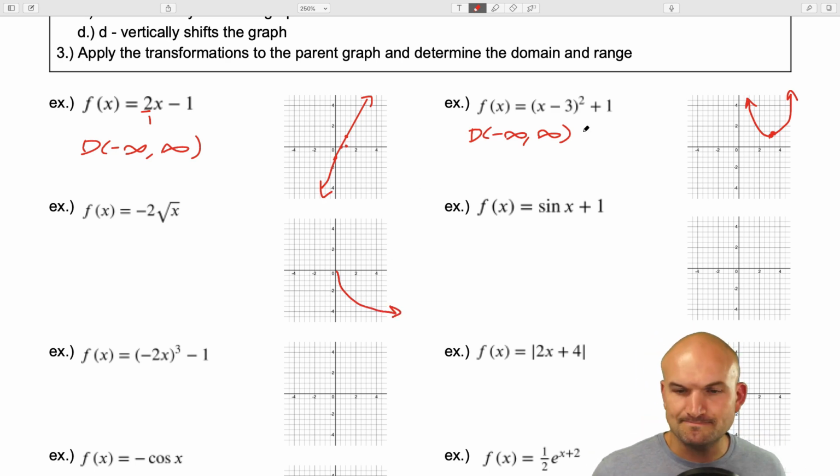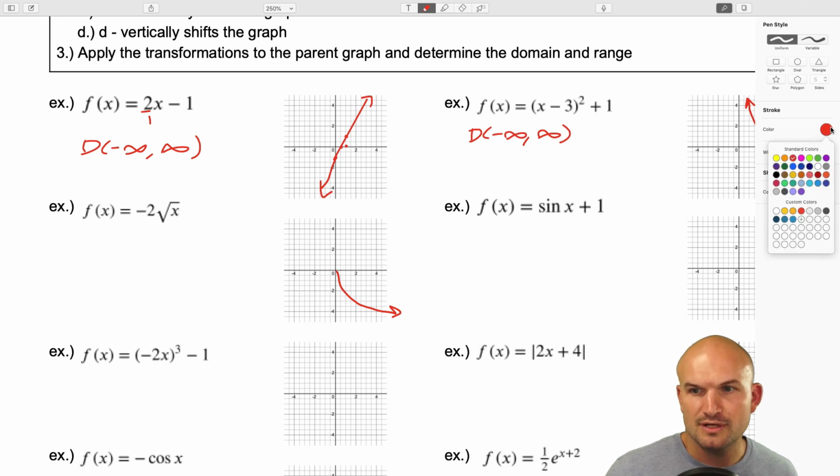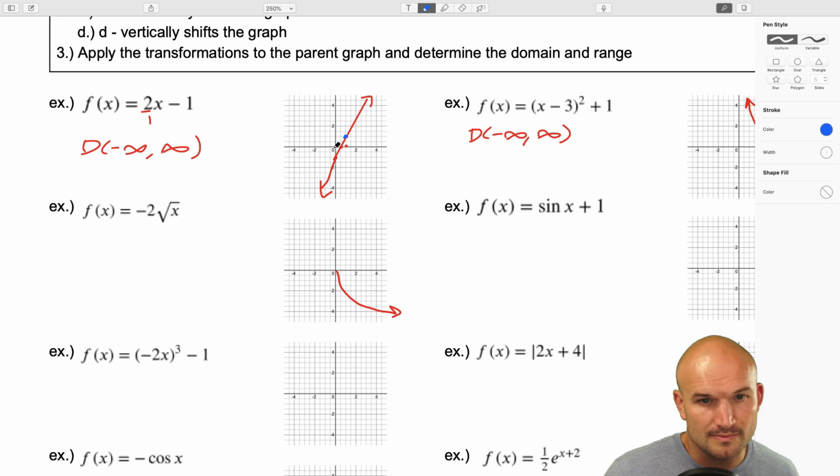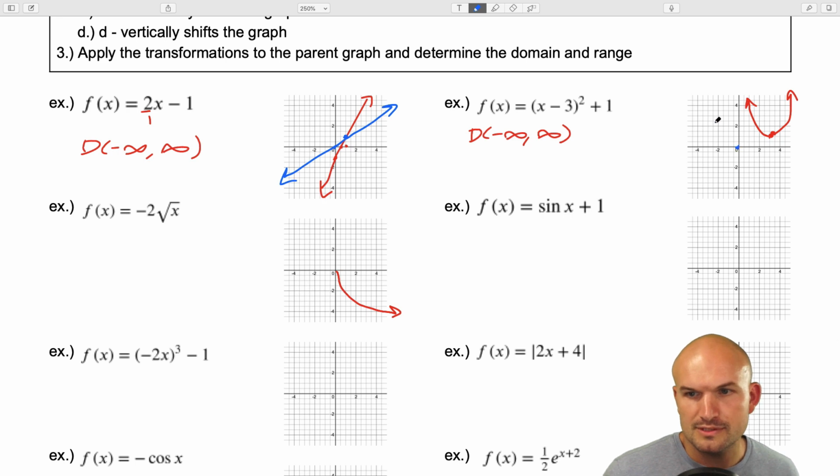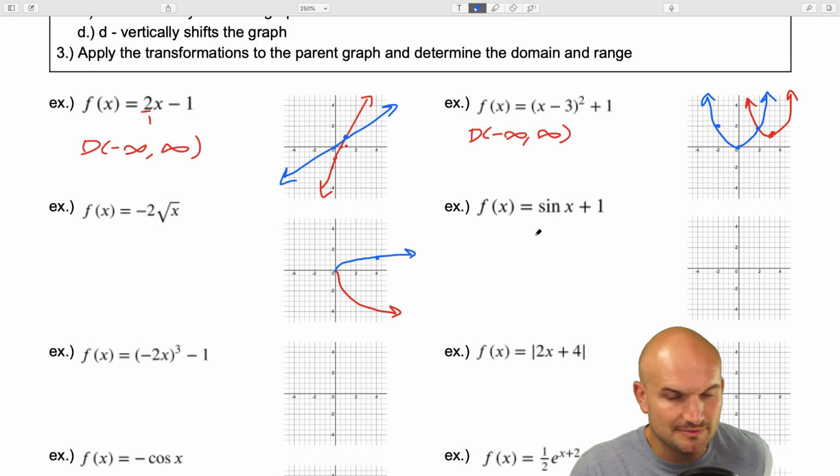And actually, you know what? I think it might be helpful to first graph the original parent graph for you. So let me just go ahead and do that real quick. So this graph would look something like this. Therefore, you guys can get an idea of what my transformations are being applied.